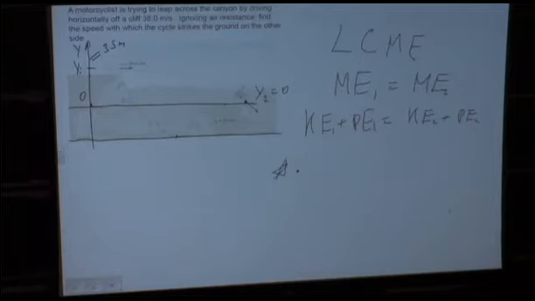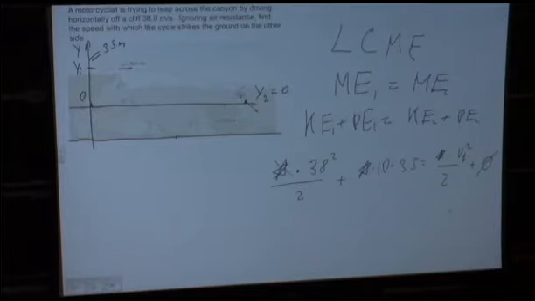This star represents the mass of this object, so we have to stick to this meaning. The mass times the initial speed, 38 meters per second, squared and divided by 2, plus the initial height. So the mass times gravity times 35 meters should be equal to the mass times final speed squared divided by 2, plus 0.